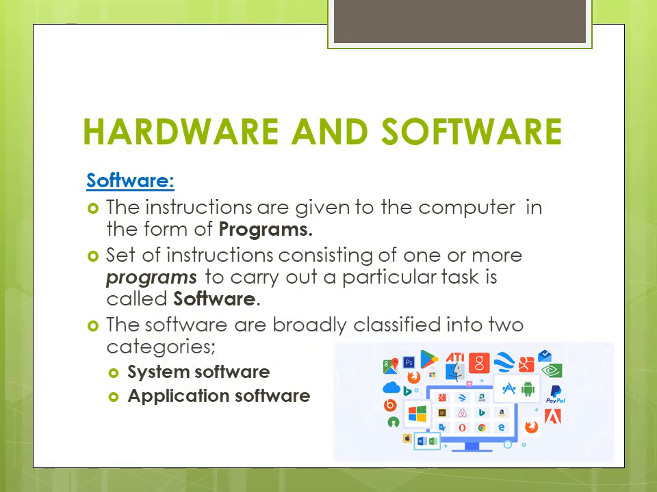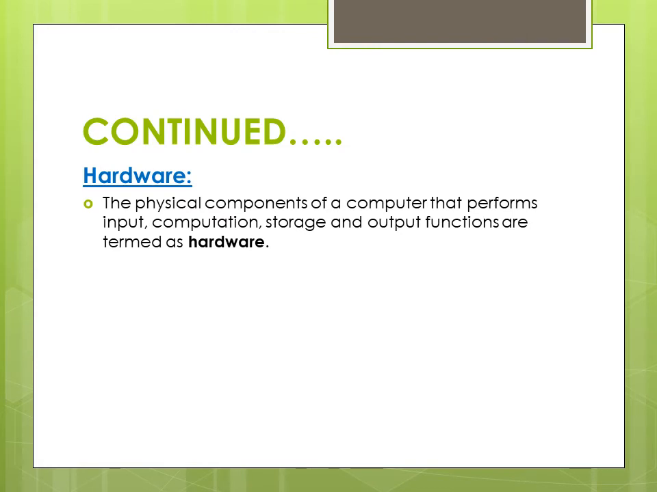So we have two categories of software: system software and application software. There is a small picture displayed here. Now, what is hardware? The physical components of a computer that perform input, computation, storage, and output functions are termed hardware. Or, easily, I can say the physical thing which you can touch and feel is known as hardware. Suppose your mobile is hardware. Your PC has a lot of hardware like the keyboard, mouse, CPU, and system unit. These are all hardware.